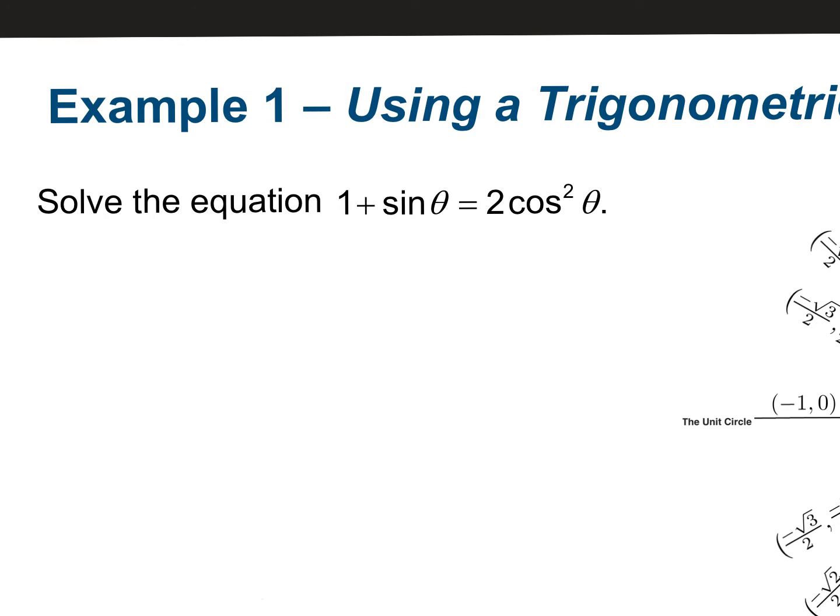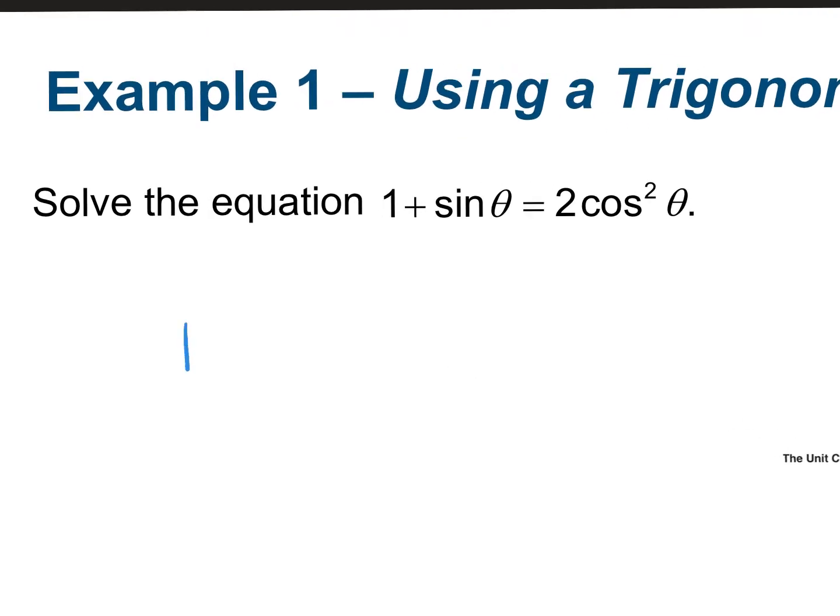step-by-step process of what we do. The first thing I told you to do was rewrite the equation. So let's rewrite this as 1 plus sine theta equals 2 times cosine squared theta. All right, just rewrite the problem.